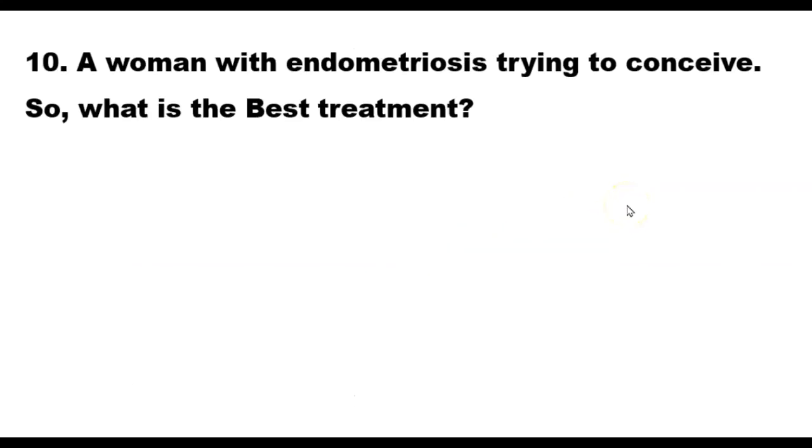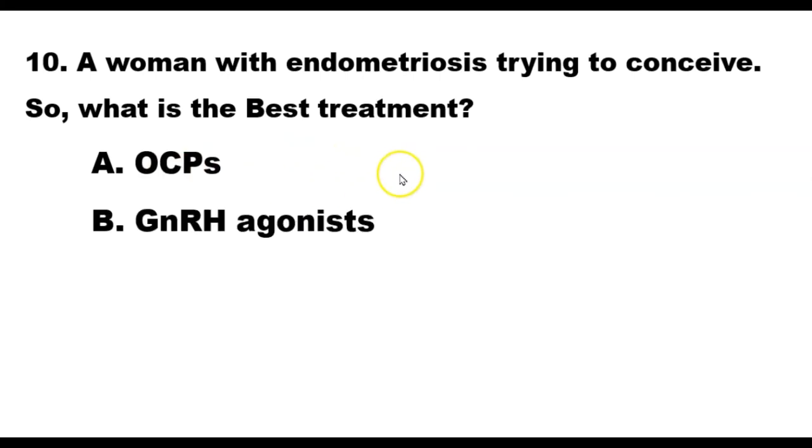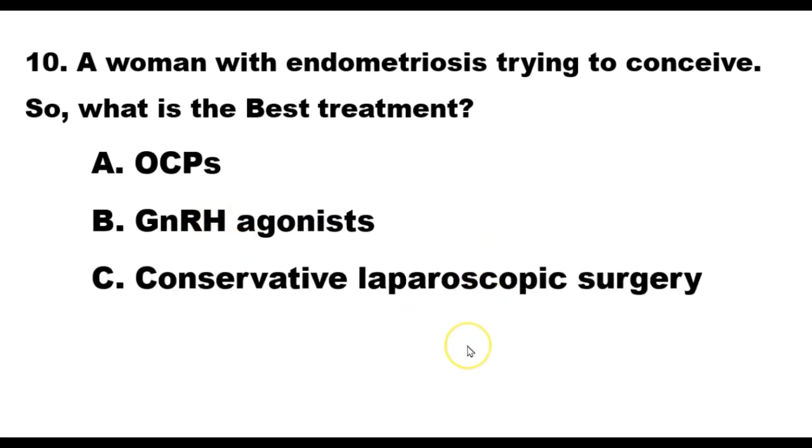Question number 10. A woman with endometriosis is trying to conceive. What is the best treatment, the best management action? A. OCP, oral contraceptive pills. B. Gonadotrophin releasing hormone agonists. C. Conservative laparoscopic surgery. D. Hysterectomy. Take a moment for 5 seconds.